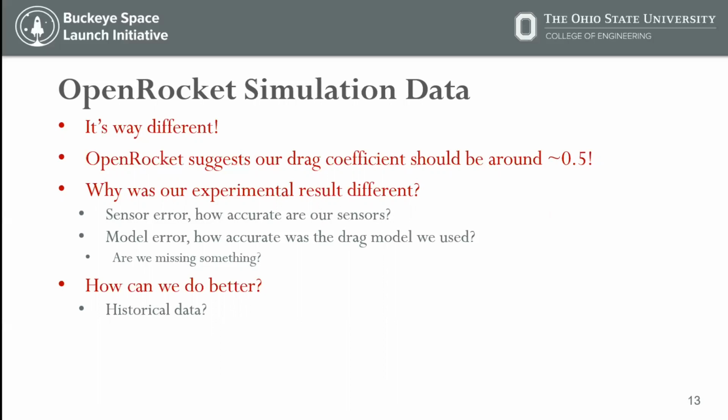Model error. So how accurate was our model? Are we missing something in our model? You saw the model, it was D equals 1/2 rho V squared A CD. Is that model good enough to capture the full behavior of the rocket at that point in time? And then how can we do better? And then segueing into that, let's look at historical data.